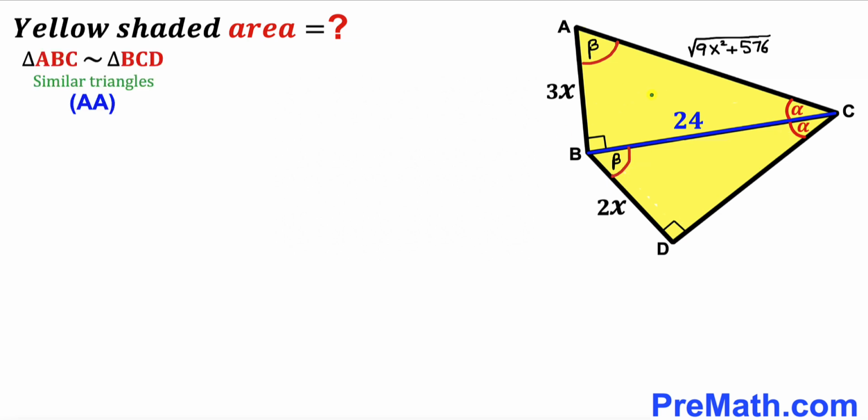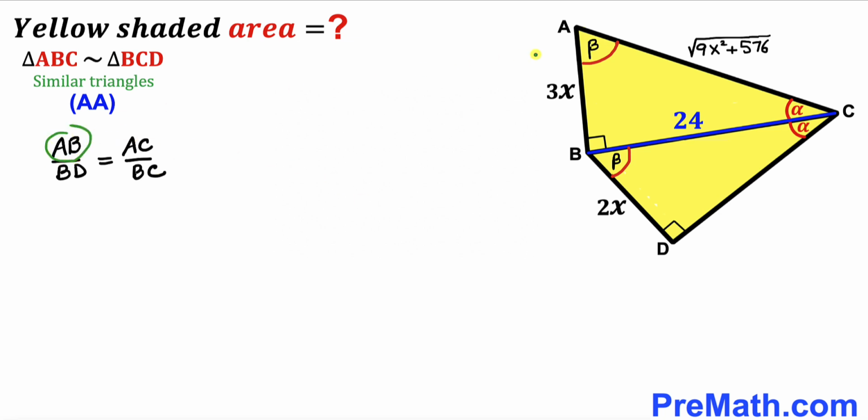Now we can see that these two right triangles, right triangle ABC and the other right triangle BCD, are similar triangles according to the angle-angle similarity theorem. Since these are similar triangles, we are going to have a proportion. Therefore I can write down the ratio of side length AB divided by BD is going to be equal to the ratio of AC divided by BC.